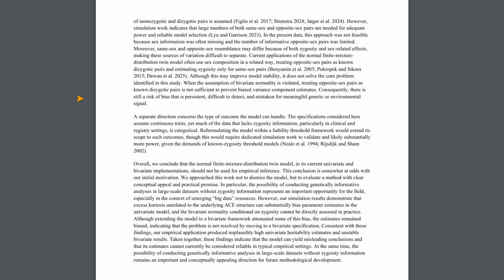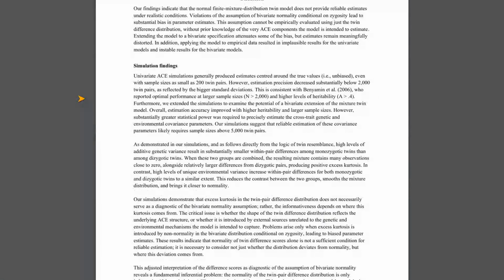This is a really important nuance. When the twin difference scores are negatively kurtotic, meaning they have fewer extreme values and more moderate ones than a normal distribution, that is a big red flag.